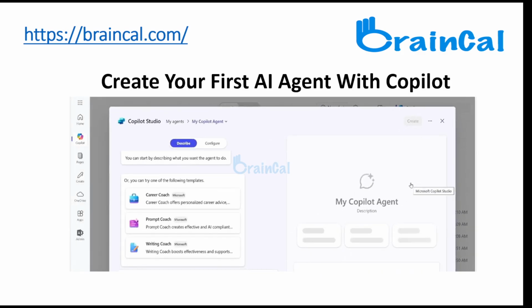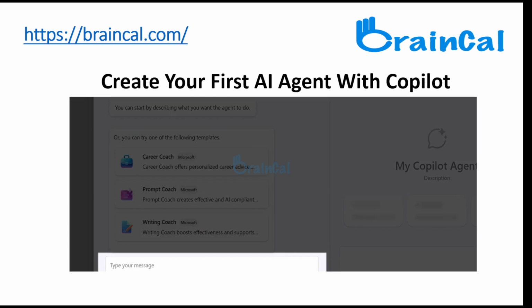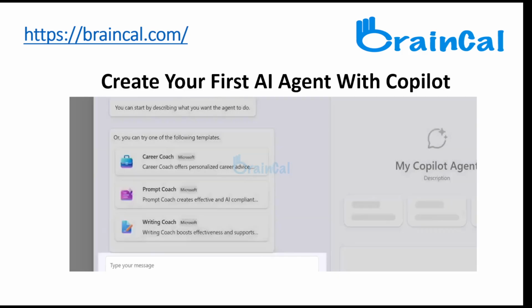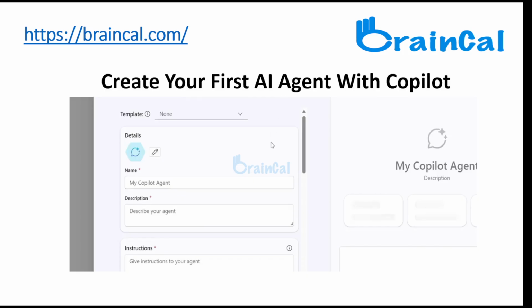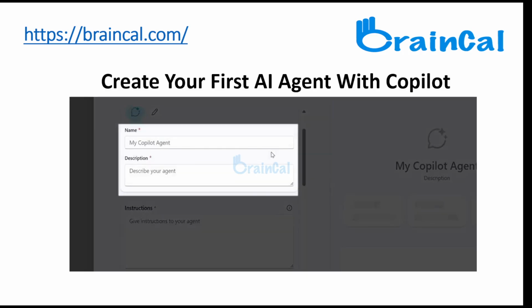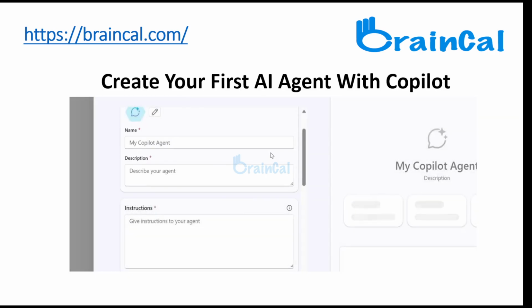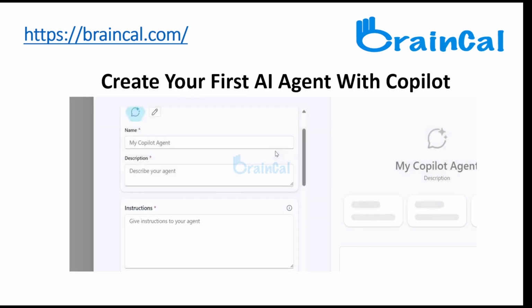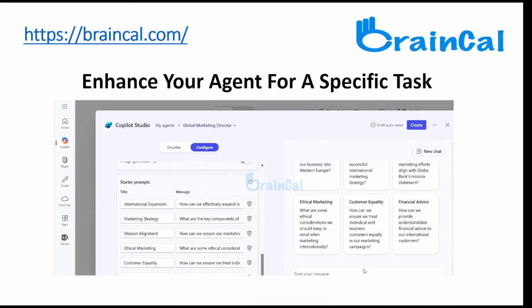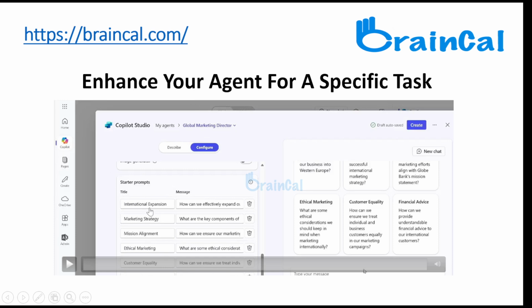Once you are in Copilot Studio, you click create agent, which will take you to another screen where you have to provide the details for your agent, whether you are building a career coach, creative writer, or help desk agent. Give a name to the agent, give a description, and also the instructions that the agent will carry out as per the need. While building the agent, you can see there are so many instructions that have been given on the left hand side, under the configure section.